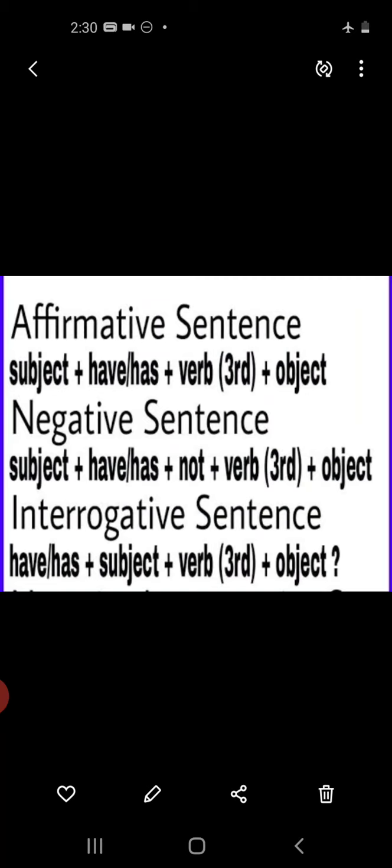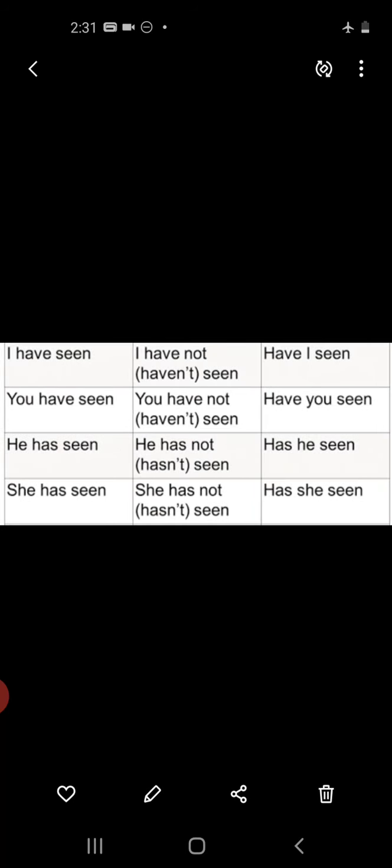In perfect tense, we use has or have and the third form of the verb. For singular, we use has, and for plural, we use have. For affirmative, have a look at the structure. Subject plus has, have plus third form of the verb. For negative, subject plus has, have plus not plus third form of the verb. And for interrogative, we put has or have before the subject, and then subject plus third form of the verb. Alright, have a look at the examples.